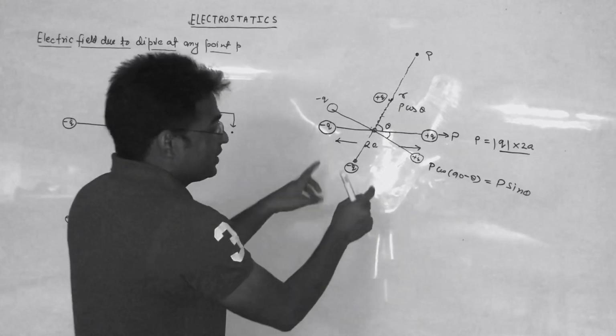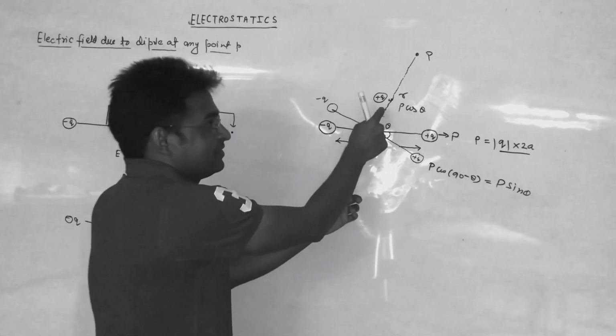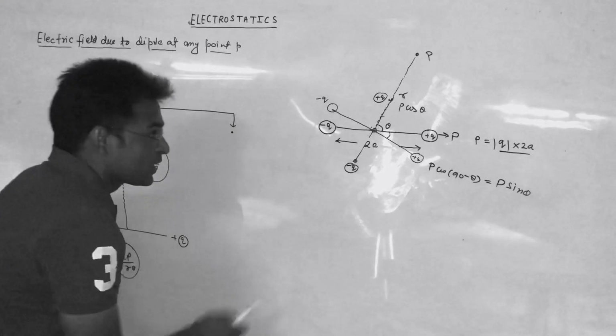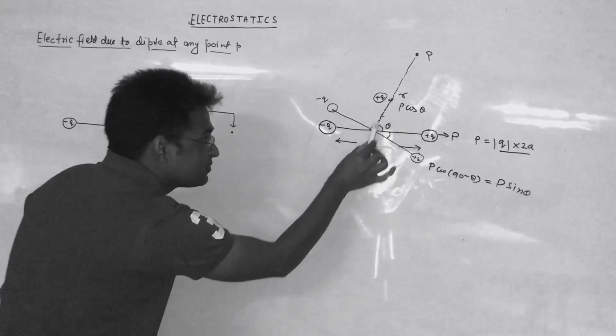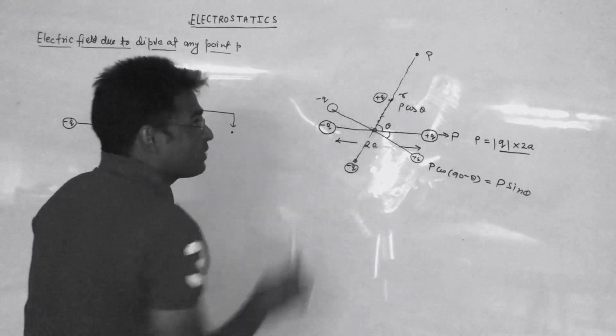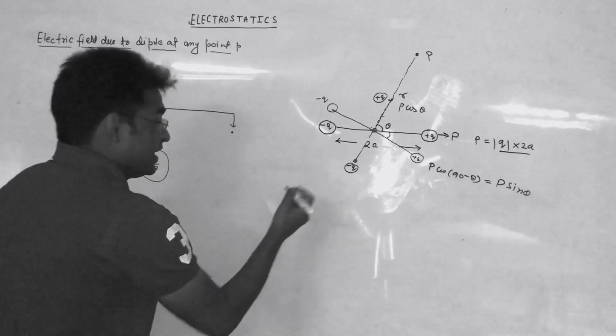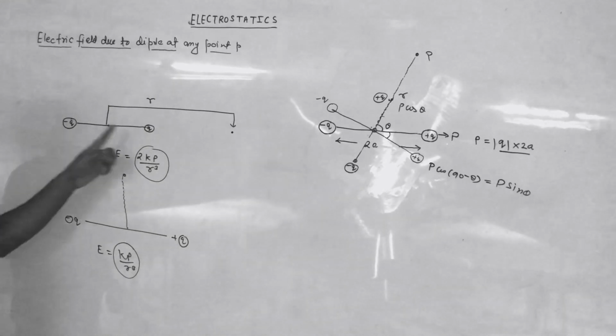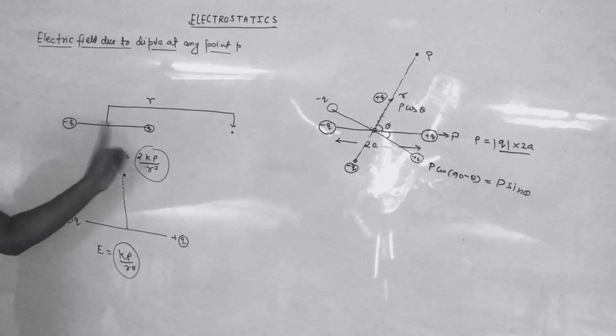Again, this one is another dipole and this line r is parallel to that dipole. It means it's just like an axial line. See, this is one dipole. What's the direction of this dipole? Minus q to plus q.